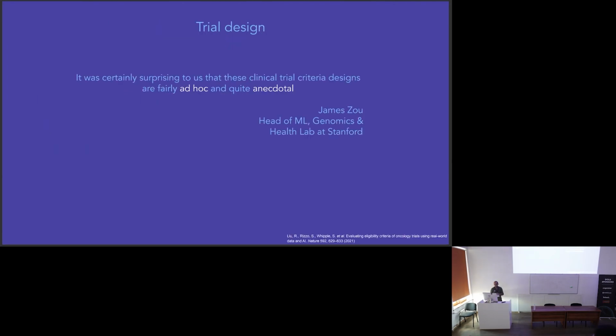So this is a quote taken from a paper that has been studying, again, this criteria design, why trials are failing, what the failure rates are, etc. A very well-known guy, James, head of a lot of things at Stanford, said it was certainly surprising to us that these clinical trial designs are fairly ad hoc and quite anecdotal. When we are talking to investors who don't know a lot about the field, we show this quote because it helps.